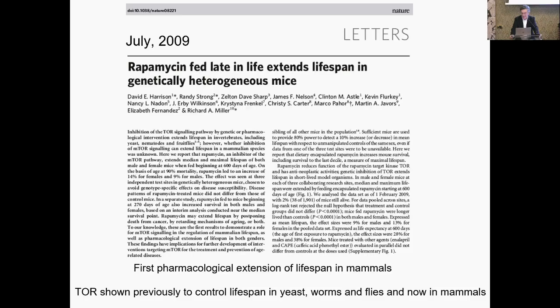And this then created lots of excitement because, number one, this finding and the fact that it can also extend lifespan in other organisms provide an explanation for what we've known since 1935, and that is that dietary restriction or caloric restriction or eating less can extend lifespan.